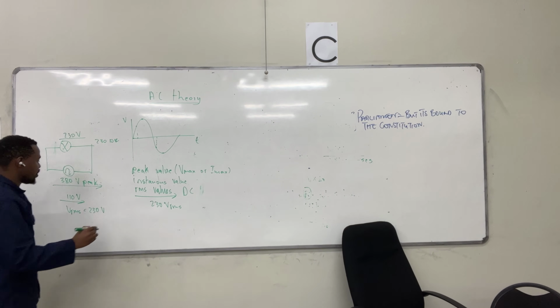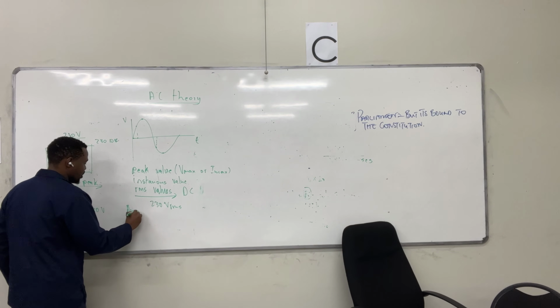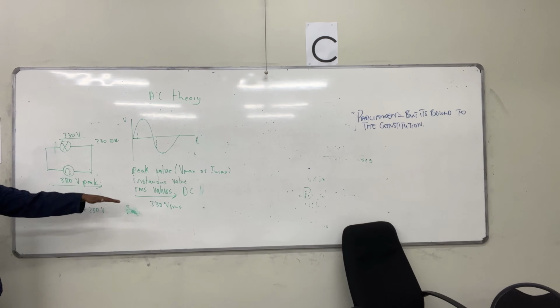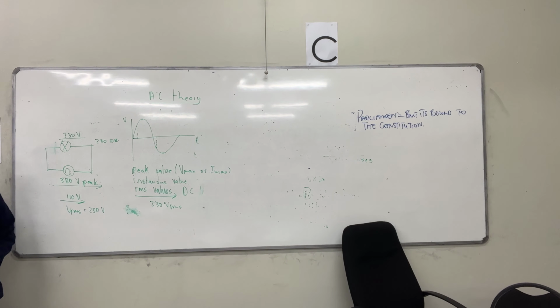Okay, the other value is what? The average. The most important value in this chapter is the RMS. Average value is not really that important, but it helps us calculate the peak factor, the form factor and stuff.